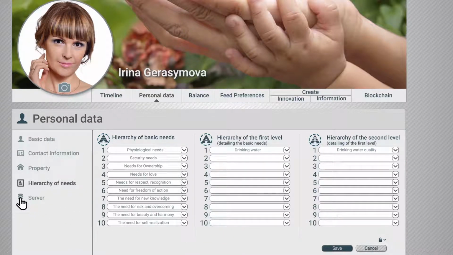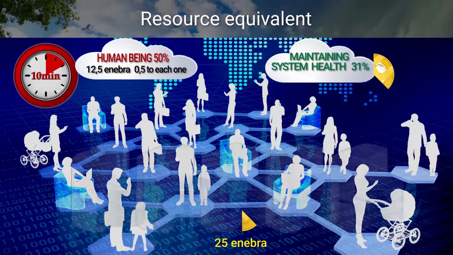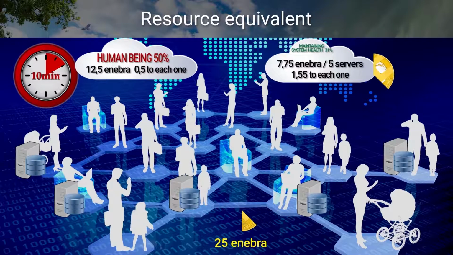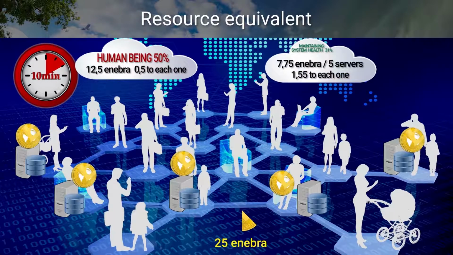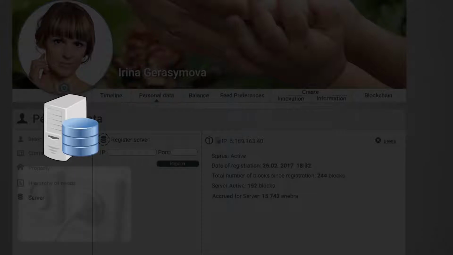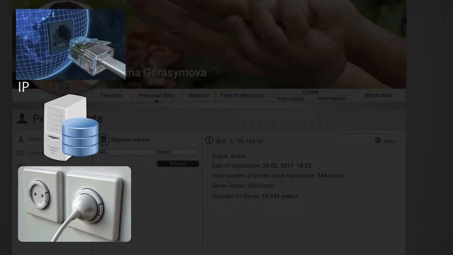Now let's look at the last subpoint on the menu, Server. In the presentation of the project, I have already talked about the need for servers for storage of blockchain, innovations and information created by project participants. Each project participant can have only one server registered for him. A server is a computer that is always on, connected to the internet and having a white IP address. That means it has direct access from the global internet.